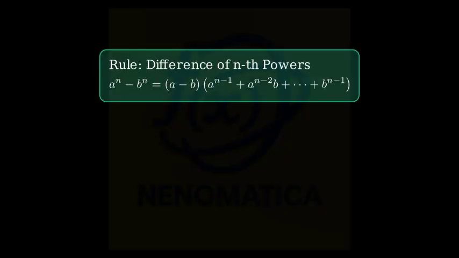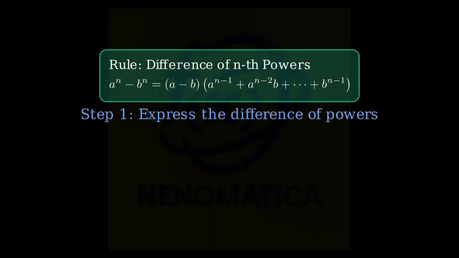Step 1. Express the difference of powers. We write a to the fifth minus 1 as (a) to the fifth minus (1) to the fifth. We now apply the rule again, exactly as stated.